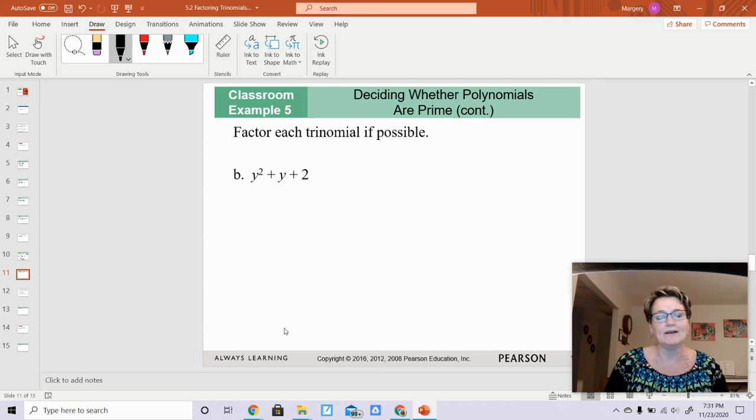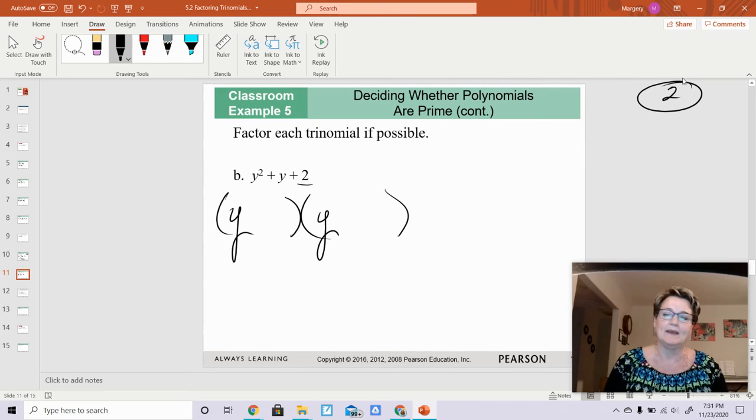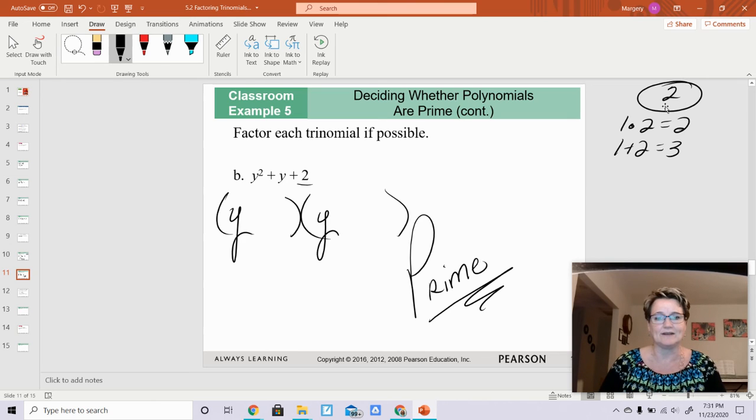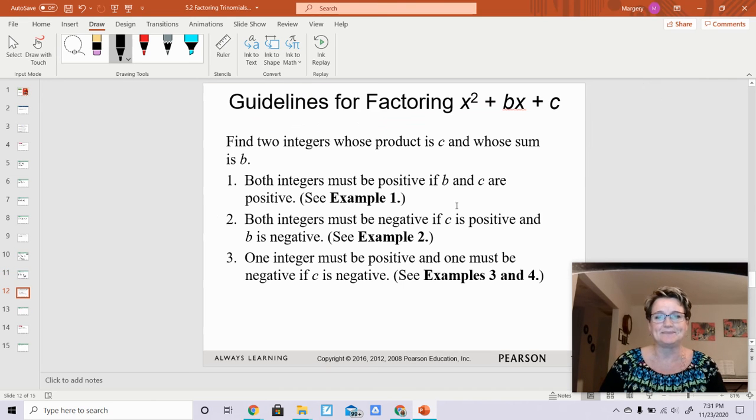Same thing here. I know it's going to be like this. The only way to get y squared is y times y, but I have the number 2 right here. I know that 1 times 2 is 2, and 1 plus 2 is 3. I am never going to get 1 as my middle term, so this is prime. You can stop and just say prime. Cannot factor it. All right, next one.